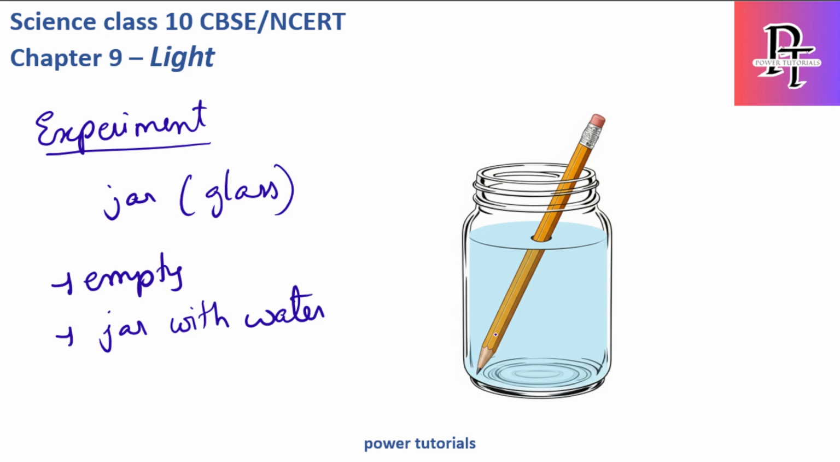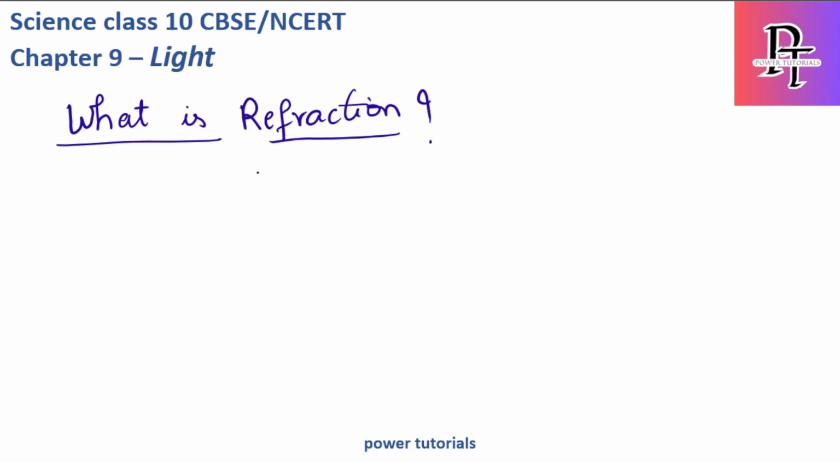From the side view, if you notice, this side will be straight, but after the point where it enters the water, you can see a slight disturbance, like the pencil has moved some distance. So this is simply refraction. Now we will understand the definition. What does refraction mean? Bending of light rays.